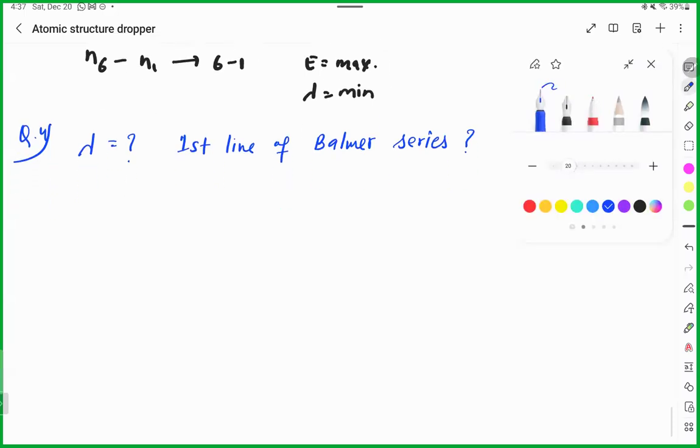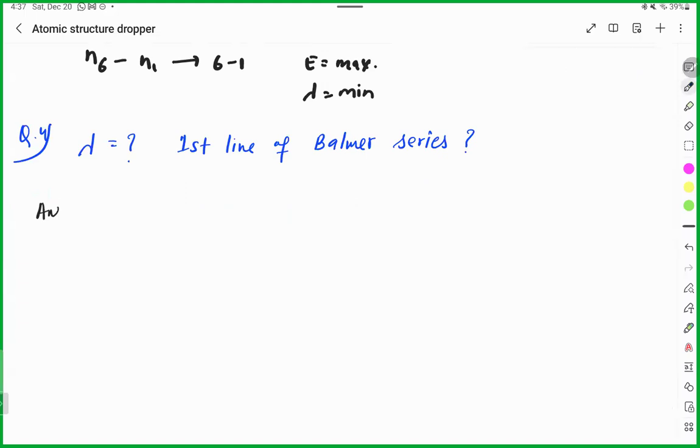What you need to understand is that for Balmer series, the N1 value is 2 and first line means the N2 value is 3. If you understand the meaning of first line, half of the question is done. Balmer means N1 value 2 and first line means N2 value 3. Sanya, if instead of first line you get the last line, then what will be the value?